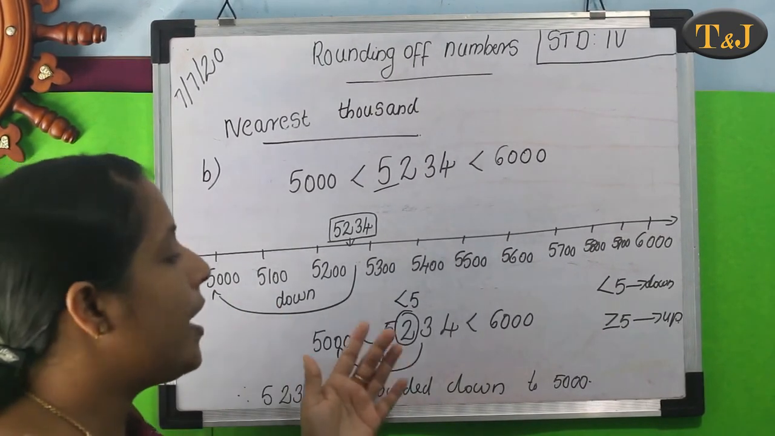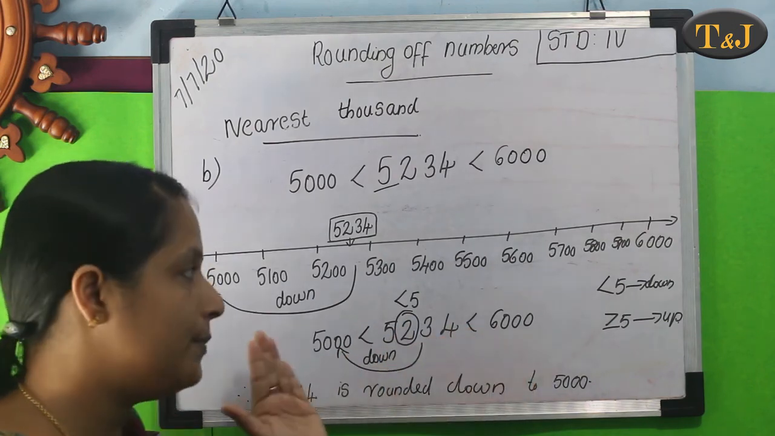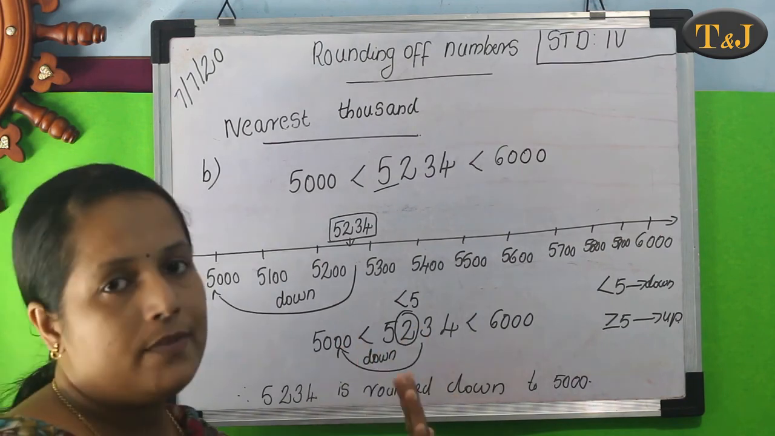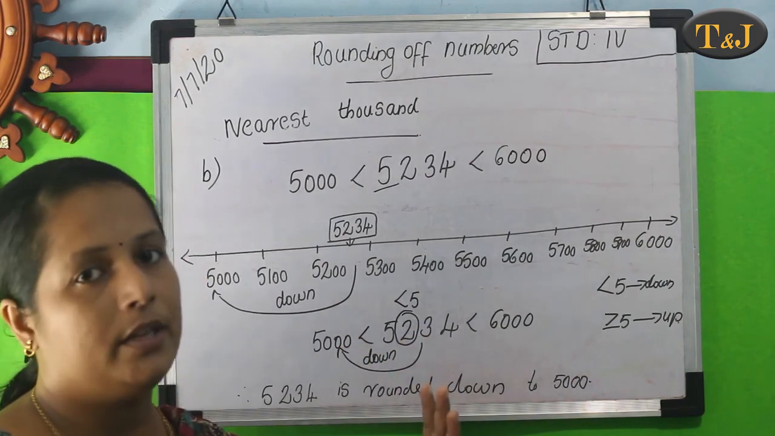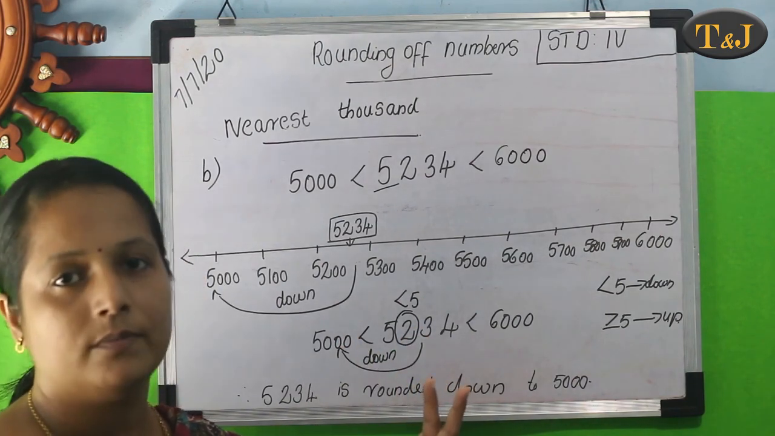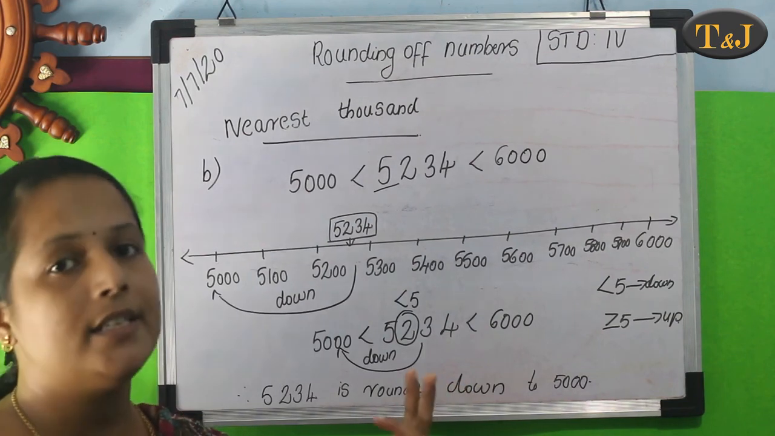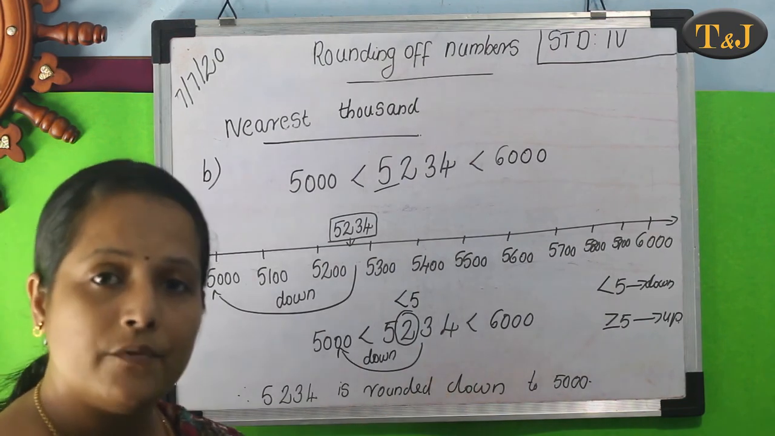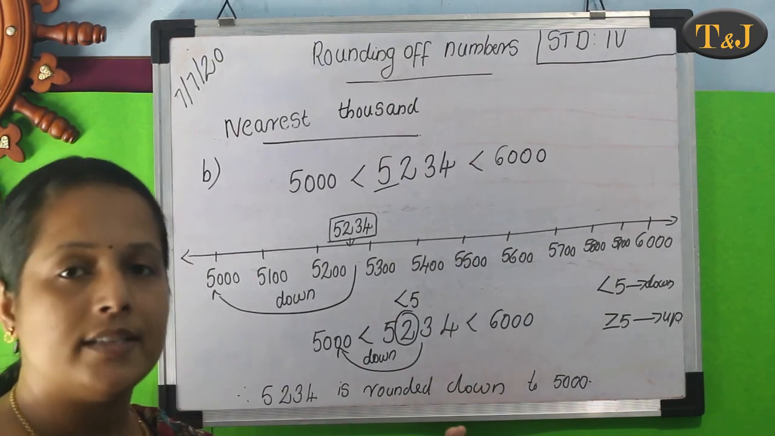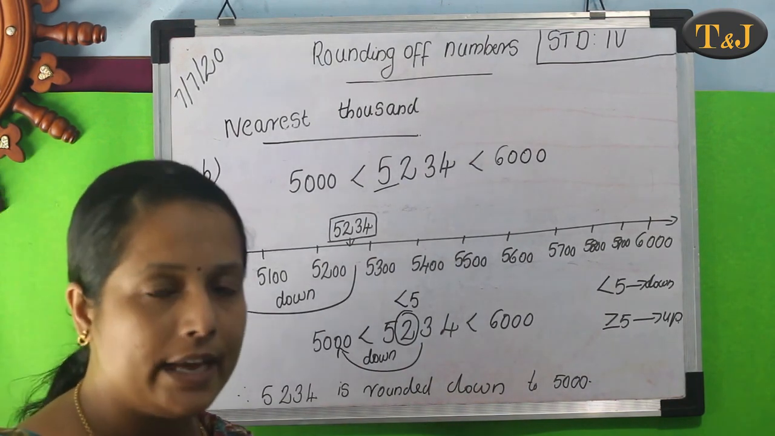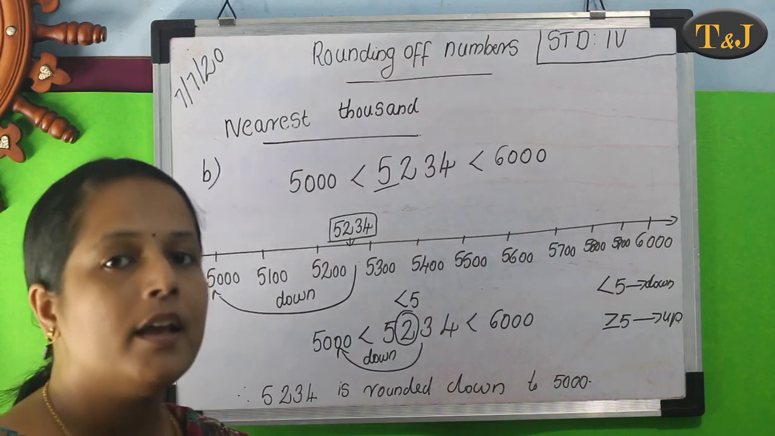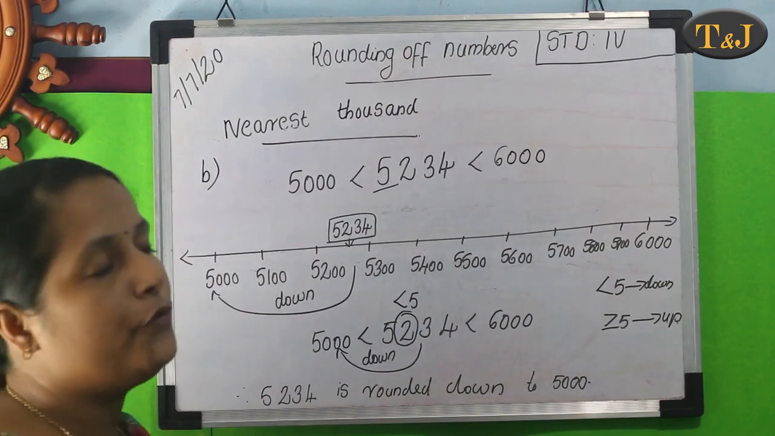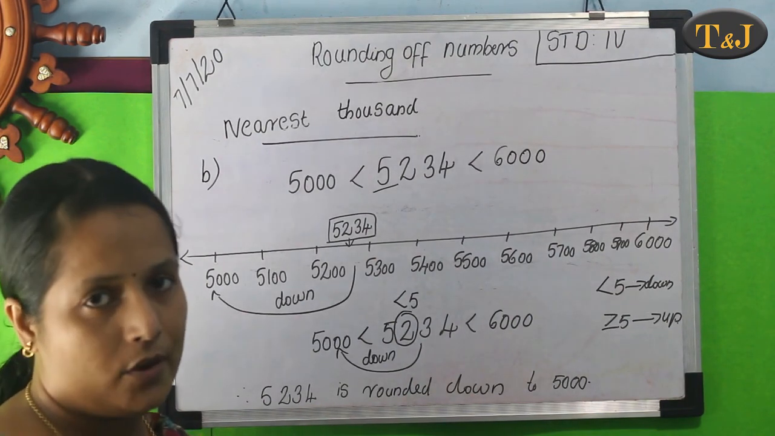Next we write 5234 lies between 5000 and 6000. Then which place value do we take? Ones? No. Then tens? No. Which place value? Yes, hundreds place value. Here our hundreds place value is 2. Is that less than 5 or greater than 5? Yes, it is less than 5. So is it the down category or up category? Yes, it is the down category. Therefore, 5234 is rounded down to 5000.